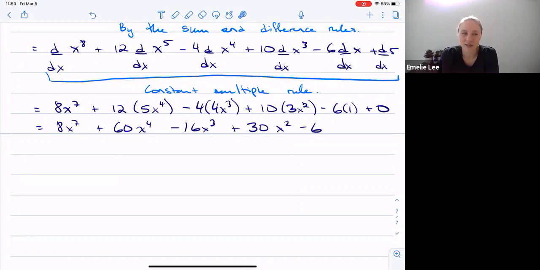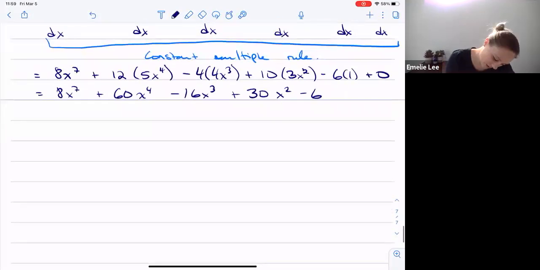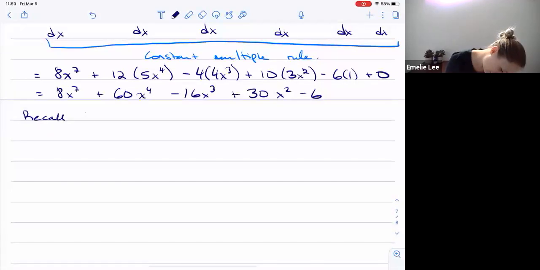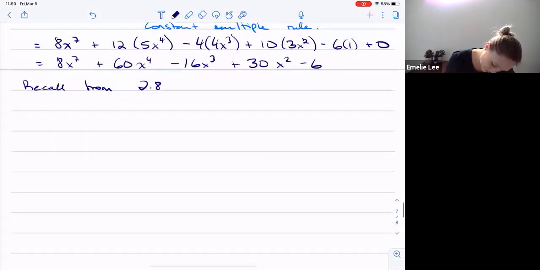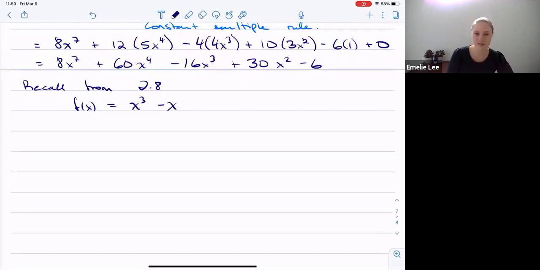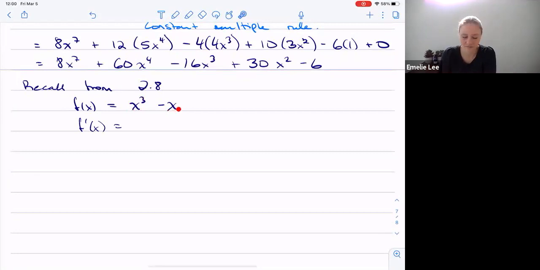Just for fun, we found the derivative of x to the power of 3 minus x before. How easy is that if you just have the power rule and know that it's a polynomial? Recall from 2.8, we had f of x was x to the 3 minus x, and then we did all that work and we found that f prime of x was 3x squared minus 1.